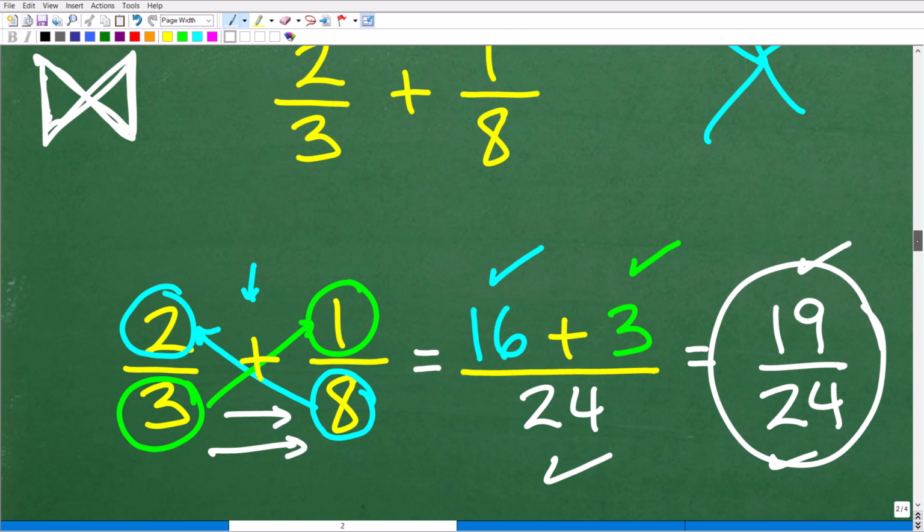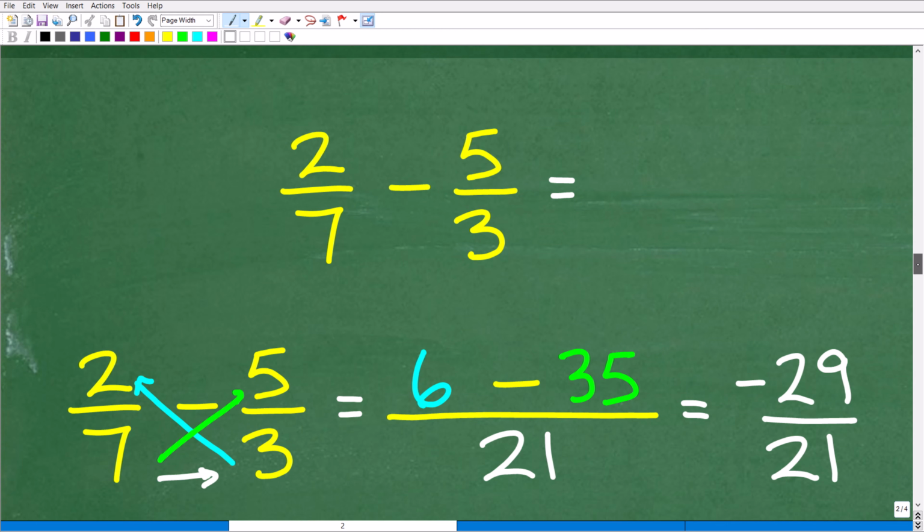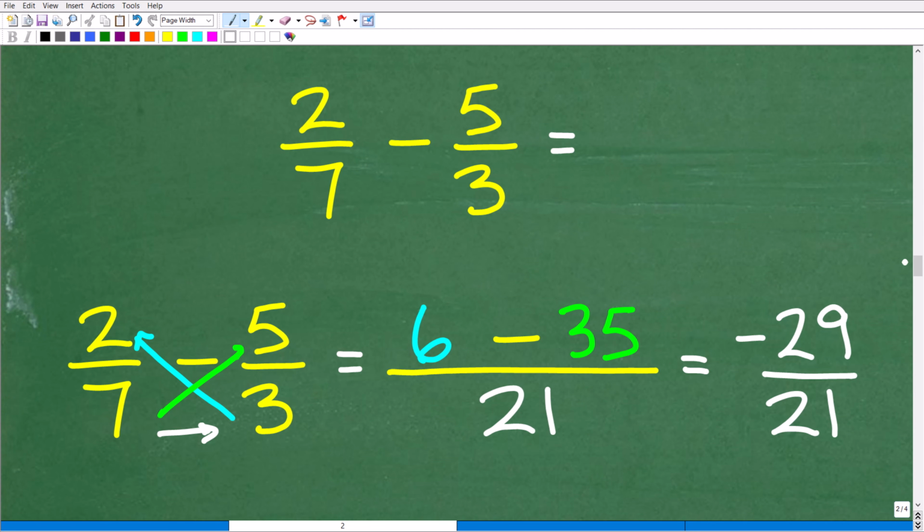And all I had to do is follow this specific bow tie pattern. 1, 2, 3. And this works with subtraction as well. Okay, let's go ahead and take a look at this problem. So again, you got to follow the very specific technique.